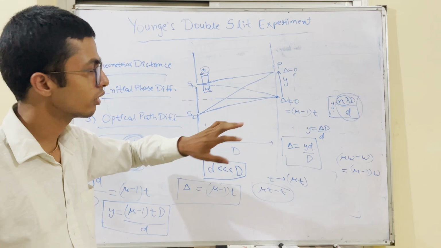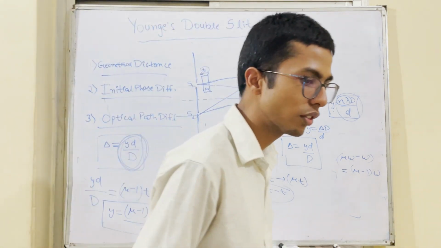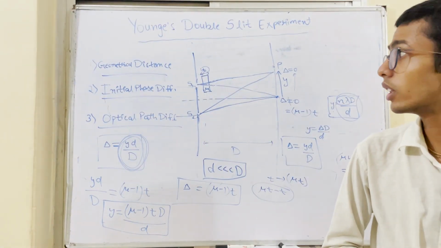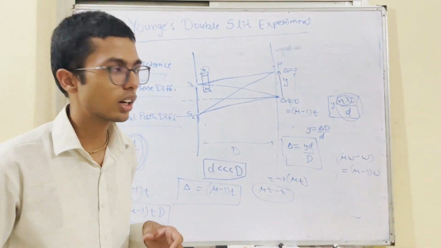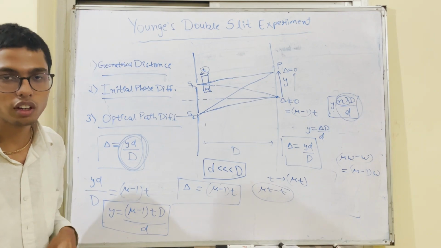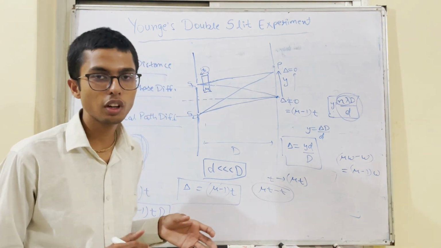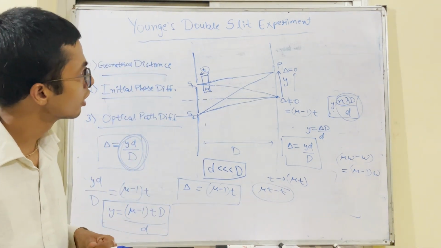One more important thing which we have studied in interference is that the sources should be coherent. Otherwise, all these things will not work, because the interference phenomenon will occur only when the sources are coherent.